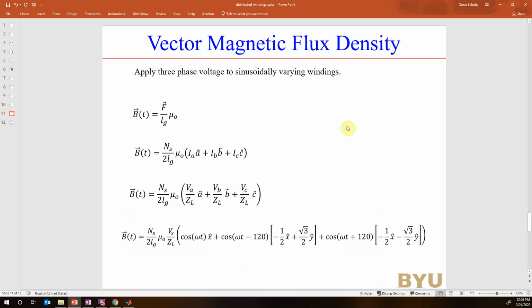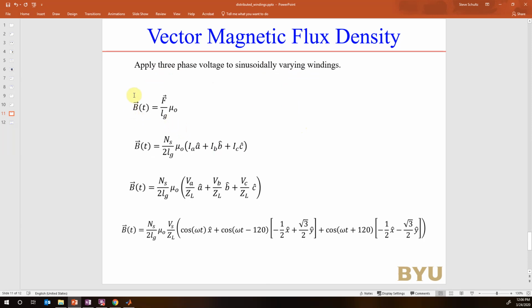Okay, so now we want to look at the vector magnetic flux density. What we're going to do is apply a three-phase voltage to the sinusoidally varying windings. So the A phase current is going to go into the A winding, the B current is going to go into the B winding, and the C current is going to go into the C winding. We're going to start with what we had before. My magnetic flux density is my magnetomotive force divided by my air gap times my permeability of the air gap.